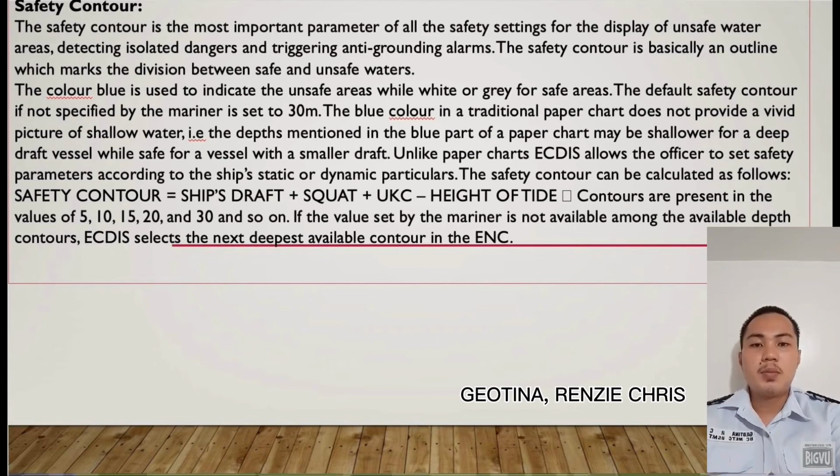Contours are present in the values of 5, 10, 15, 20, and 30 and so on. If the value set by the mariner is not available among the available depth contours, ECDIS selects the next deepest available contour in the ENC.